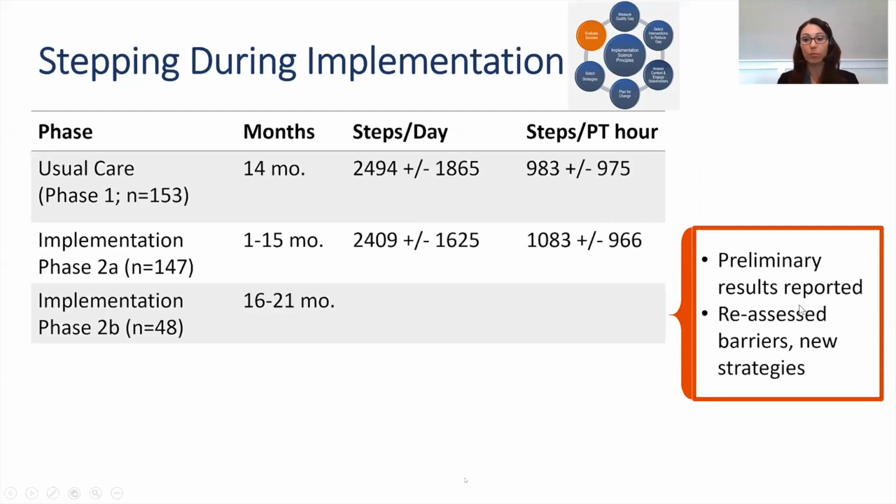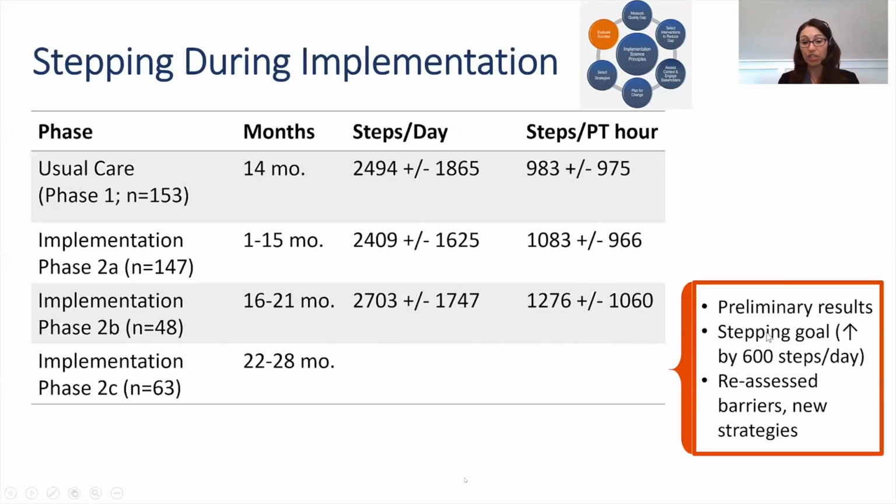After we got that data, we went and described it to the clinicians. We had a meeting with them. We reported our preliminary results. We reassessed barriers. We initiated new implementation strategies. Then, after collecting data on 48 patients, we reassessed fidelity. And what we found was that steps per day did increase to just over 2,700, and steps per PT hour continued to increase to about 1,276. After this period, we met with the clinicians again, and we shared these data with them, and then we gave them a specific stepping goal. We asked them to try to increase their stepping by 600 steps per day for each patient.